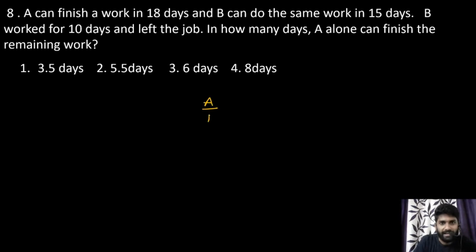A can do the work in 18 days. B can do the same work in 15 days. Clear. Now we need to identify the total output. See the total work, guys. The total work is the LCM of 18 and 15. The LCM of 18 and 15 is exactly equal to 90, guys. So here the total work is exactly equal to 90 units.